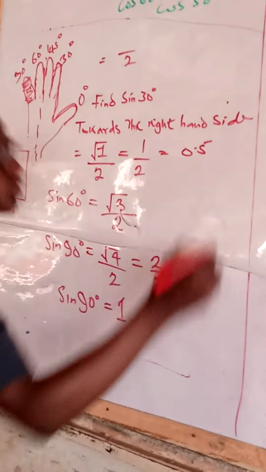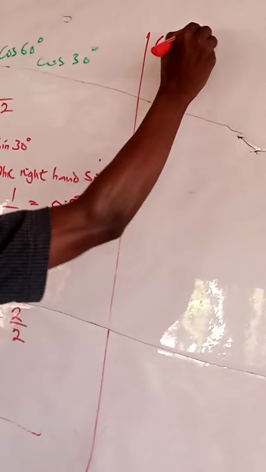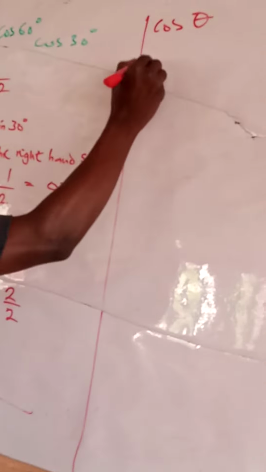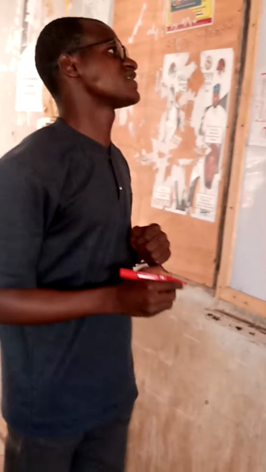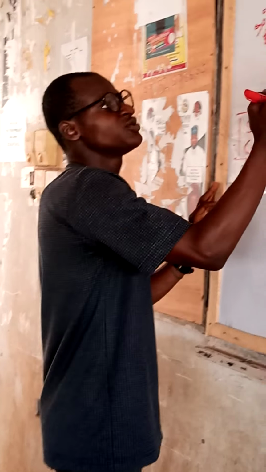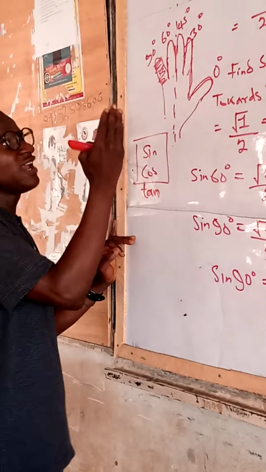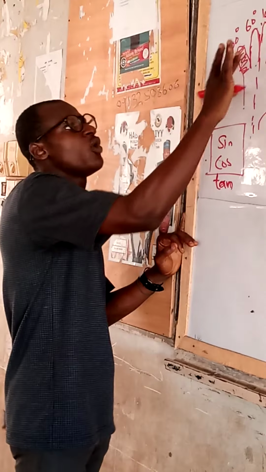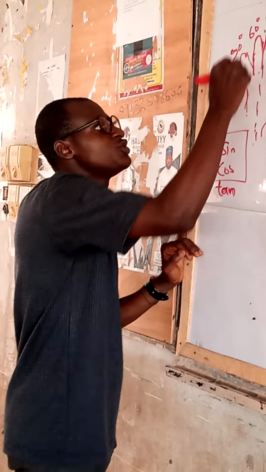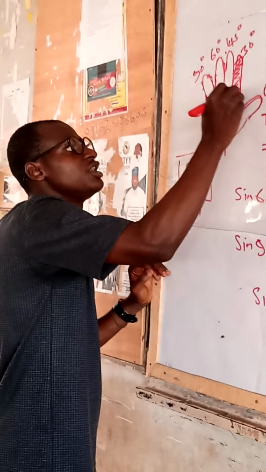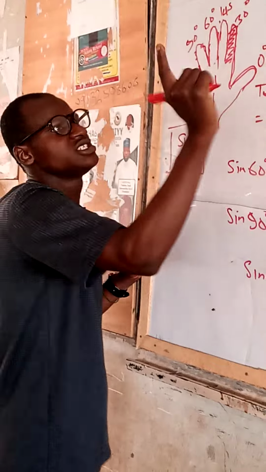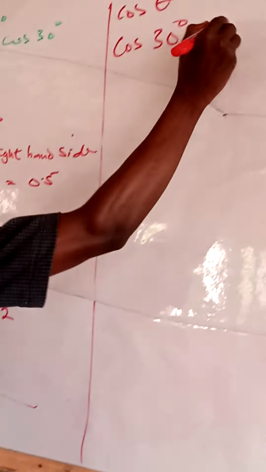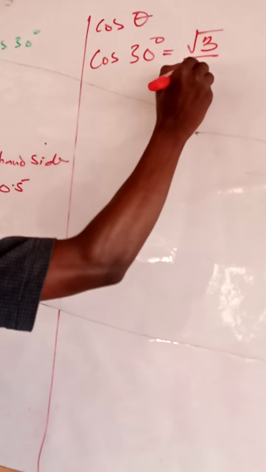Now, let's go to cos theta. If I have cos 30 degree, for cos it is the opposite of sine. For sine, we count towards the right hand side, while for cos, we count towards the left hand side. How do we do this? Cos 30 degree: towards the left, how many fingers? 1, 2, 3. Therefore, we count 3. It is going to be root 3 over 2.